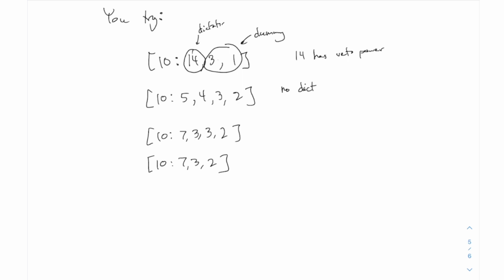What about veto power? You have to ask yourself, is any of these numbers necessary in order to meet the 10? I think the answer is yes. I see some nodding heads. It's the 5 in this case. If you're looking for veto power, you might as well start by looking at the biggest number here, and see if I add together all the other numbers, can they meet the quota without the 5? And the answer is no, they can't. Here, 4 and 3 and 2 adds up to 9, which is not enough. So that means the 5 does have veto power.